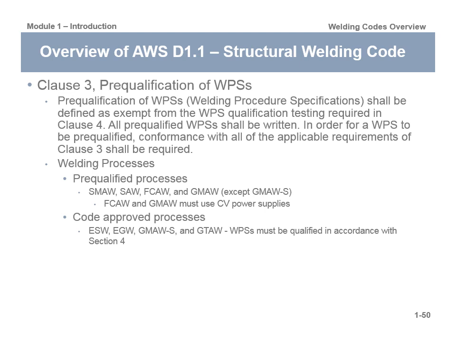Flux core arc welding and gas metal arc welding have some power supply restrictions on it. Code approved processes such as electroslag, electrogas, gas metal arc welding, short circuiting, and gas tungsten arc welding all must be qualified in accordance with Section 4. You can still use those processes, but you can't use a pre-qualified procedure. You just have to go bite the bullet and go qualify that procedure.